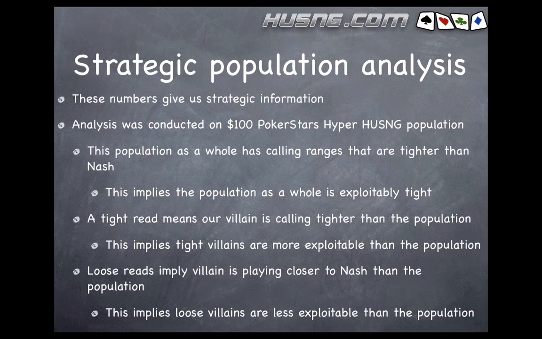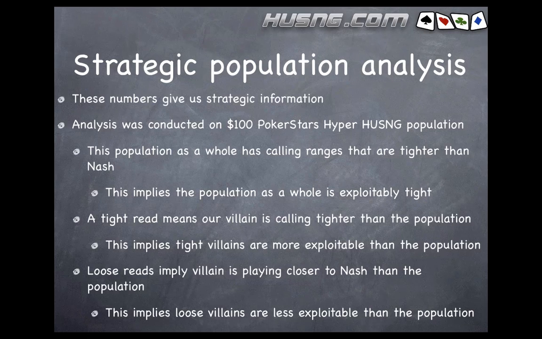So these numbers that we found give us strategic information, these differences in these ranges. So let's step back and remember that all this analysis was conducted on $100 PokerStars hyper heads-up sit-and-go population. These are all hyper turbos. They're all the $100 level. And so these results talk about the population. What we found was that the population as a whole has calling ranges that are tighter than Nash. And so that implies that the population as a whole is exploitably tight. That's really good to know. So when we're shoving Nash, readless, we're making a mistake. And we'll come back to that.